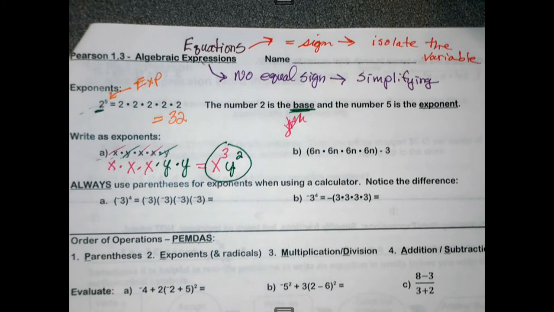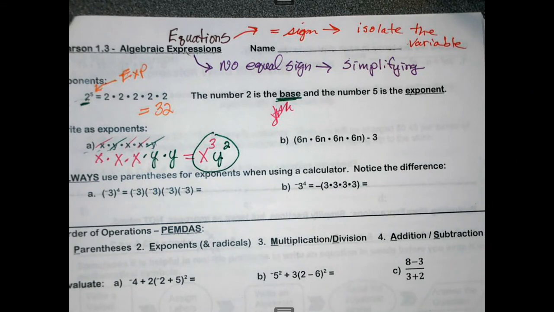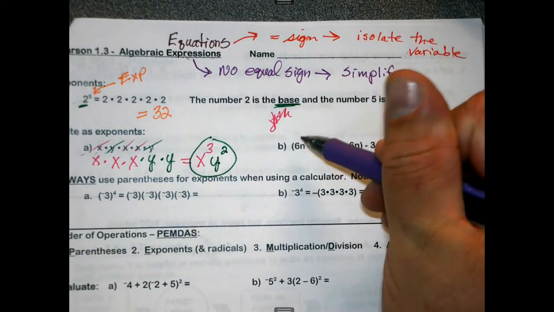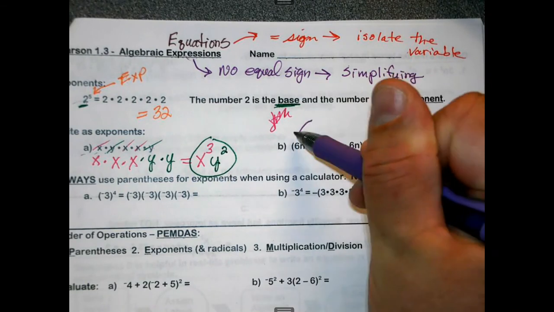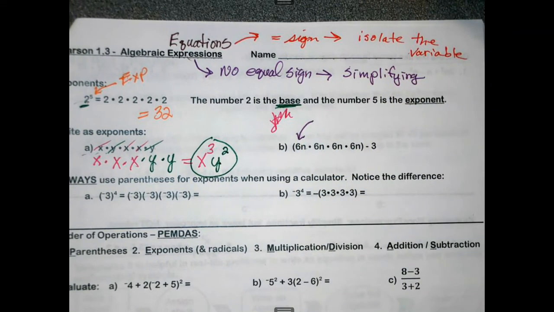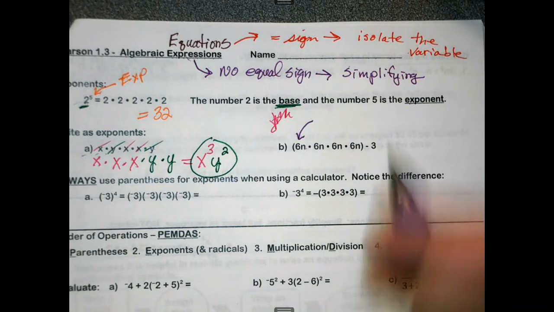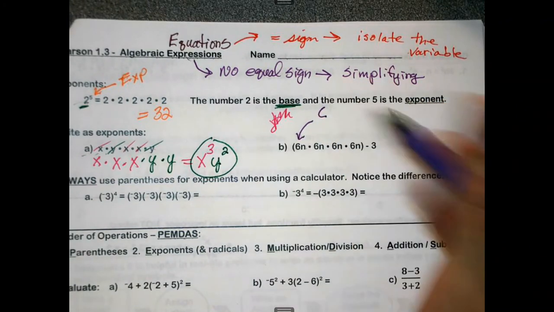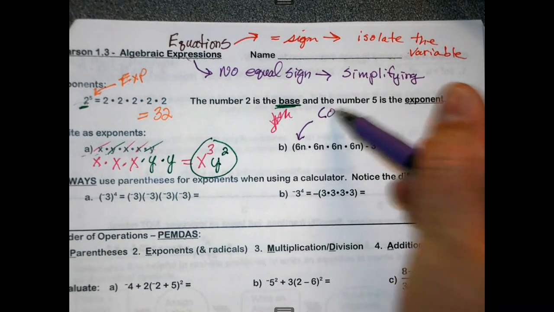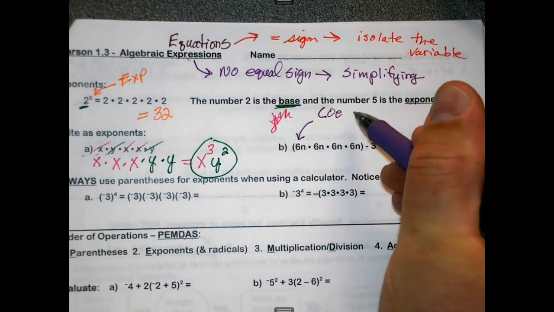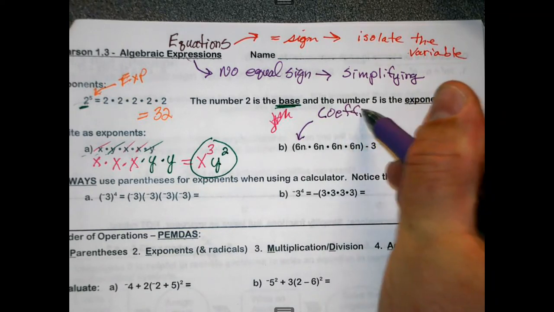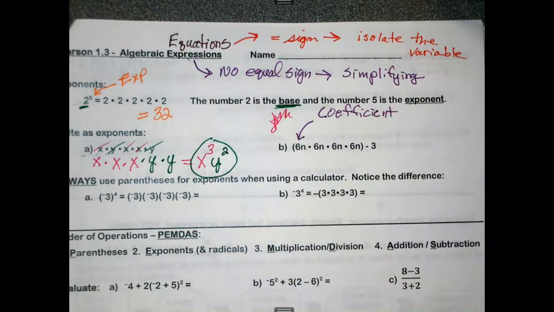All right, let's take a look at B. Some more terminology here. What's a number called being multiplied to a variable? You guys remember? Help you out. Starts with C. O. Coefficient, right? Coefficient is a number right in front of a variable. It's a number being multiplied to the variable.